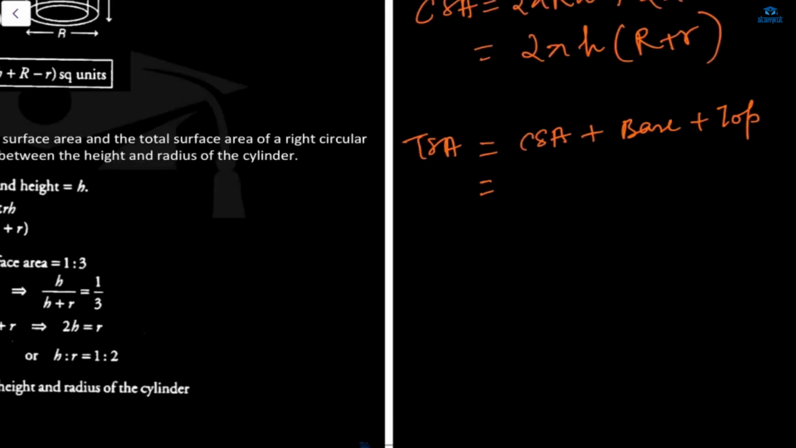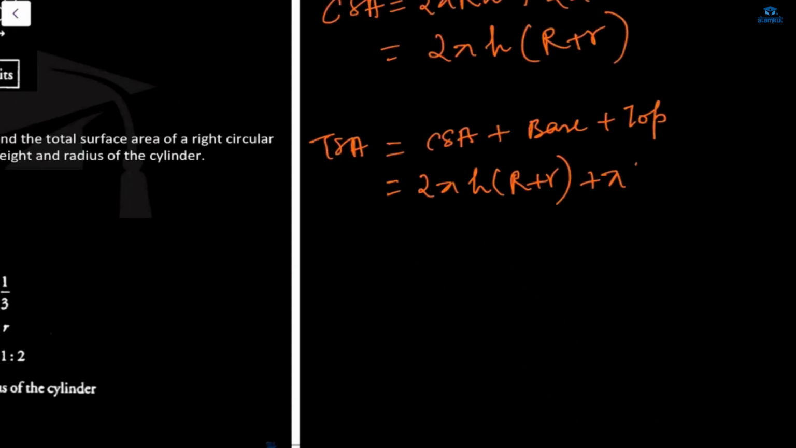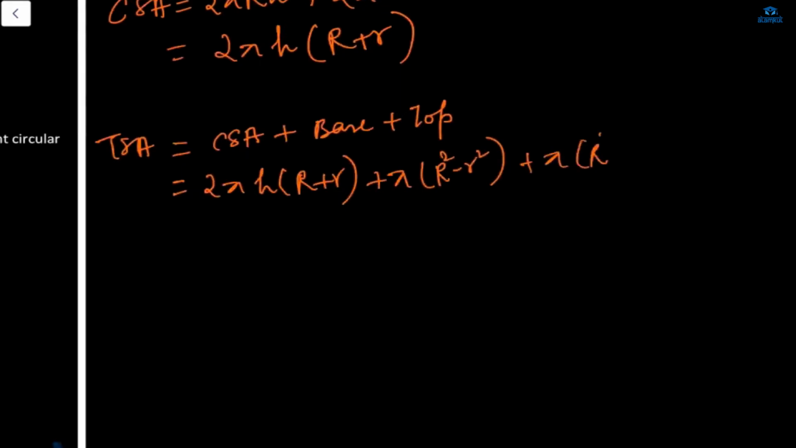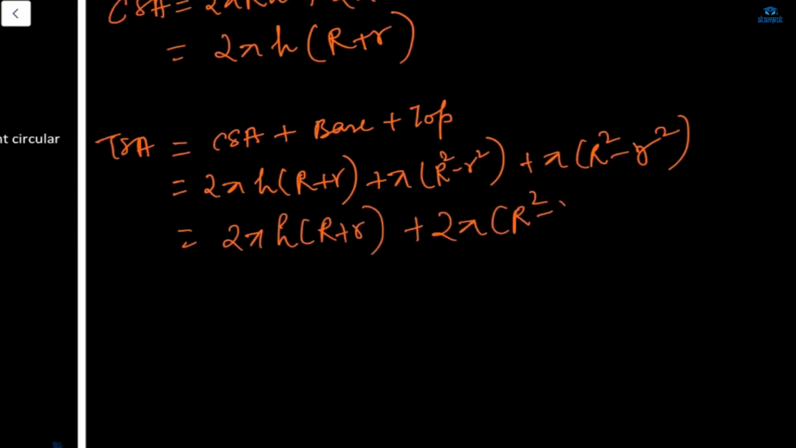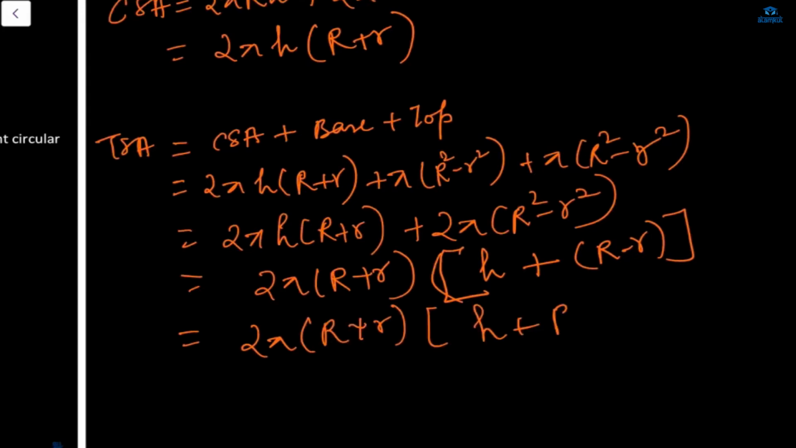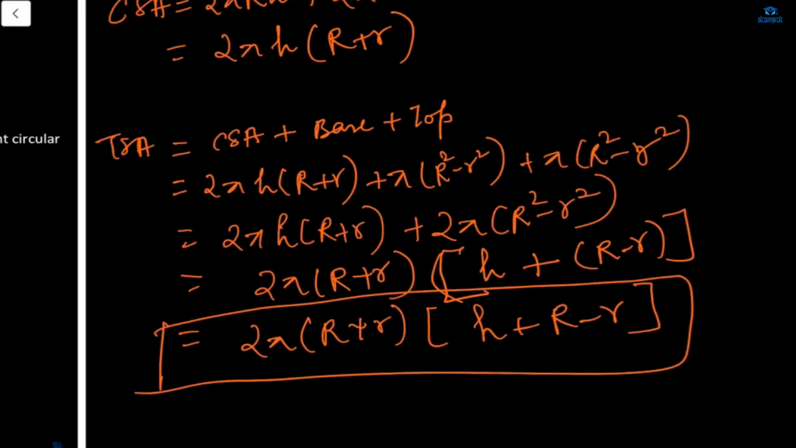Okay, so CSA is 2 pi h (R plus r). For base also it is pi (R square minus r square). So it will be 2 pi h (R plus r) plus 2 pi (R square minus r square). You can see 2 pi can be taken as common, and in fact (R plus r) also can be taken as common. From R square minus r square you can expand (R plus r) and (R minus r). So in the first term h is remaining, and here (R minus r) will be remaining. So it will be 2 pi (R plus r)(h plus R minus r). This is your total surface area of a hollow cylinder.